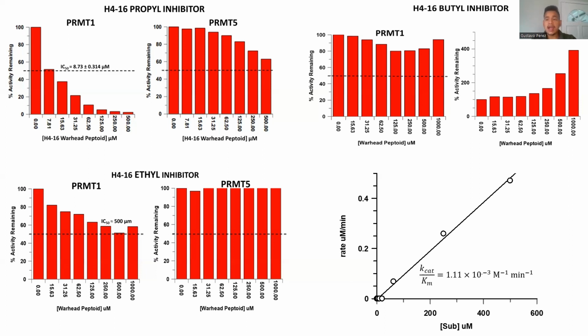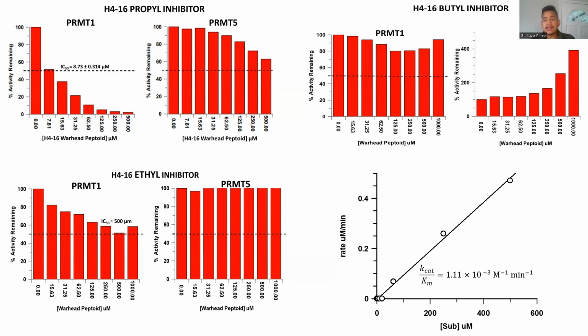Next, we went ahead and tested the H416 butyl compound, first with PRMT1, and it showed that it wasn't a great inhibitor. From the concentrations that we used, it didn't reach 50% activity, therefore being a poor inhibitor. So when we ran it with PRMT5, we found interesting results.